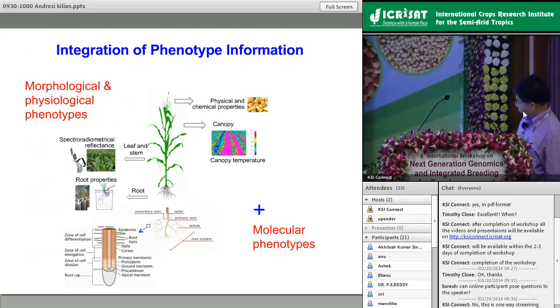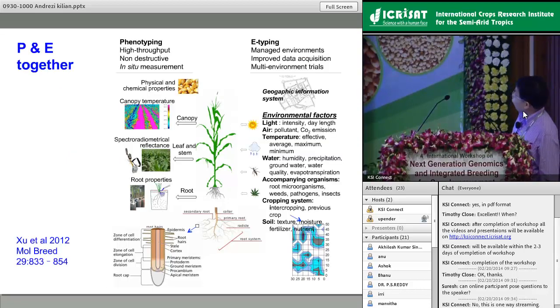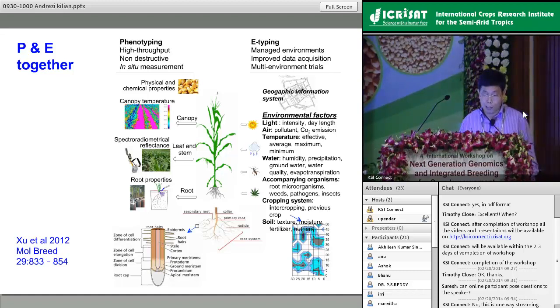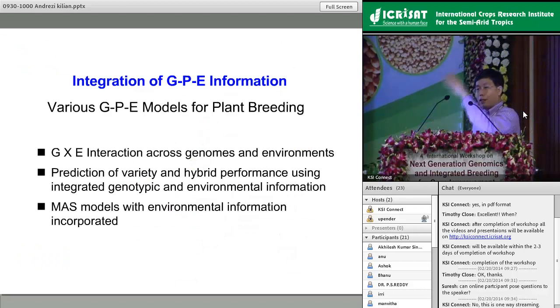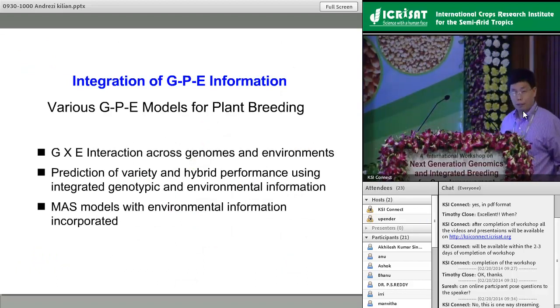With that we can integrate phenotypic information, putting the phenotype and the E-type information side by side together with all this GPE information. By the end, we have very detailed information about the genotype. We put this genotype in a specific environment, and we know all the environmental factors. I believe we can make a much better prediction of the phenotype.